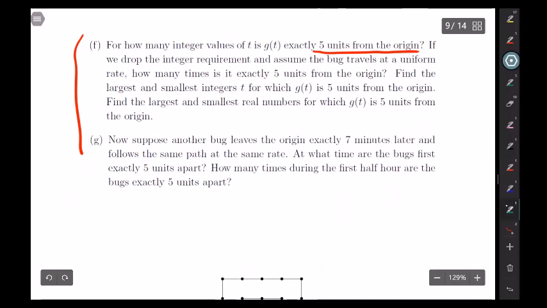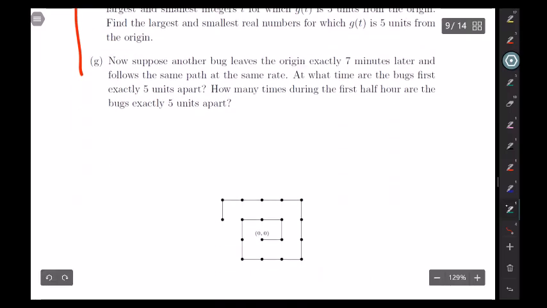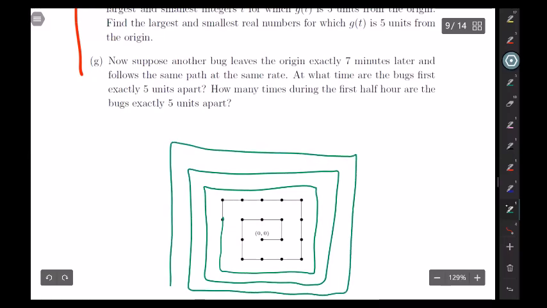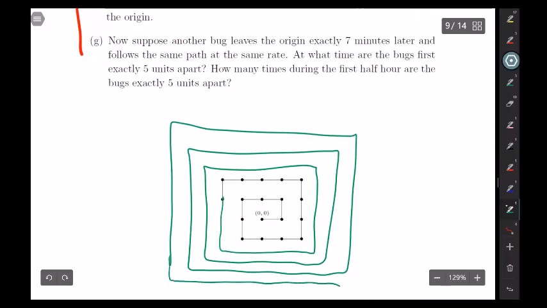So we want to be exactly 5 units from the origin. How many different ones will be 5 units? So for instance, we will go like that. Well, I can find 4 of them immediately, right? The 4 of them would be 1, 2, 3, 4, 5. This one, 1, 2, 3, 4, 5. This one, 1, 2, 3, 4, 5. This one, 1, 2, 3, 4, 5. The bug will definitely crawl through those 5.